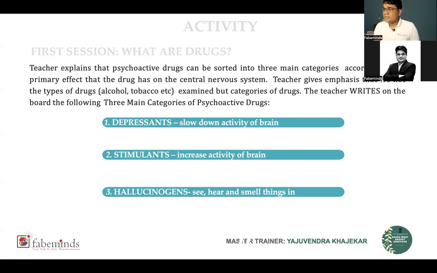Now the next part is the teacher explains that psychotic drugs can be sorted into three main categories according to the primary effect that the drug has on the central nervous system. The teacher gives emphasis that it's not the types of drugs, that is alcohol, tobacco, etc., but categories of drugs. So these are not types of drugs like alcohol, but the categories of the drugs, those are different. The teacher writes on the board the following three main categories of psychotic drugs.